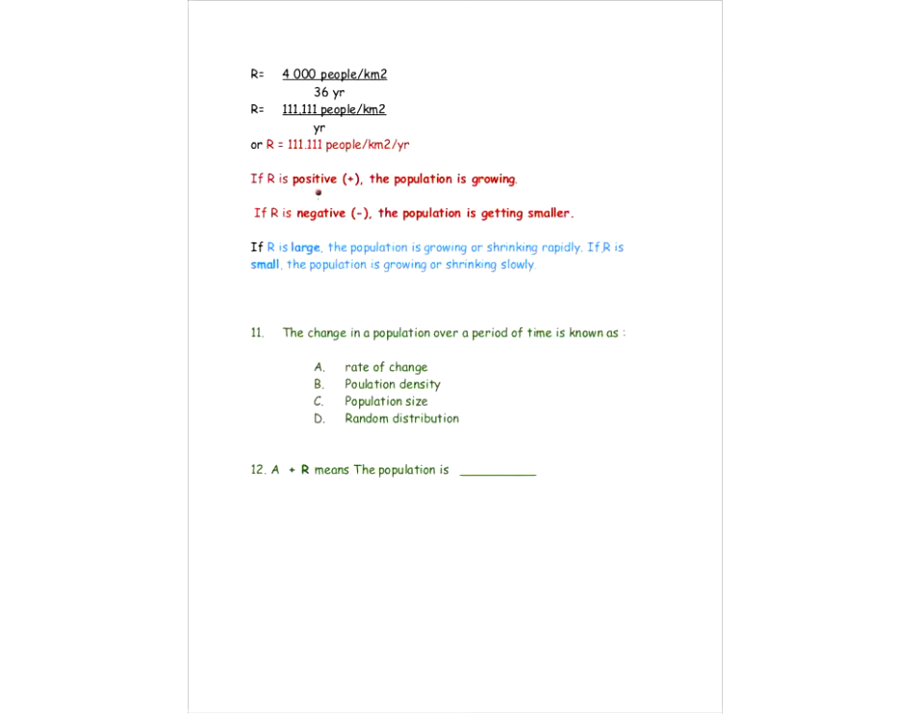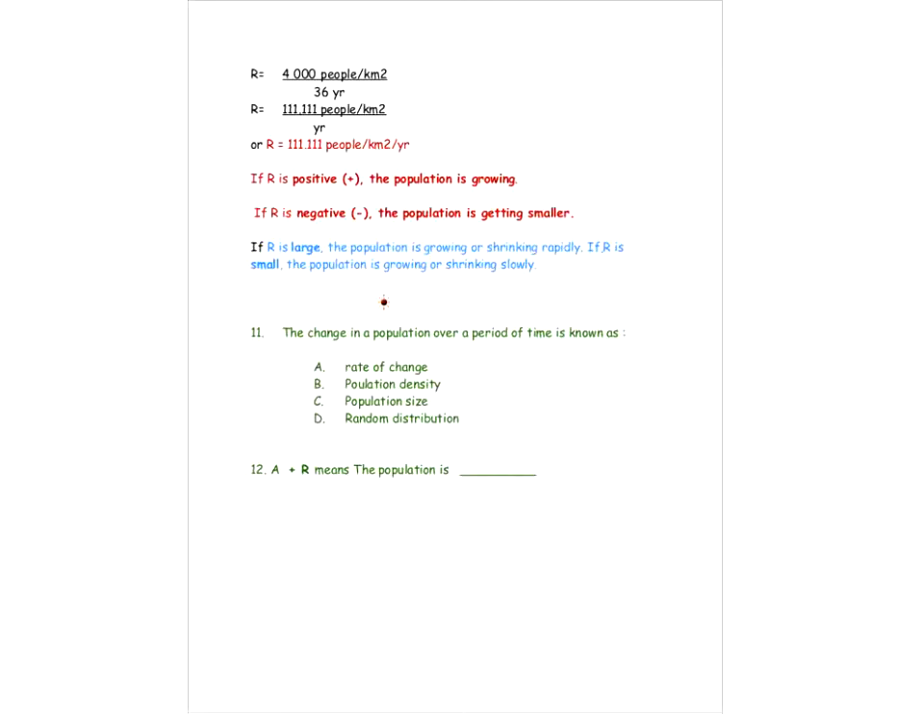So we know that if R comes out to be positive, the population is growing. If it's negative, the population is getting smaller. If R is really large, the population is either growing or shrinking rapidly. So if it's a really large positive or really large negative, then it's either growing rapidly or shrinking rapidly, and if it's small, then it's either growing or shrinking slowly.